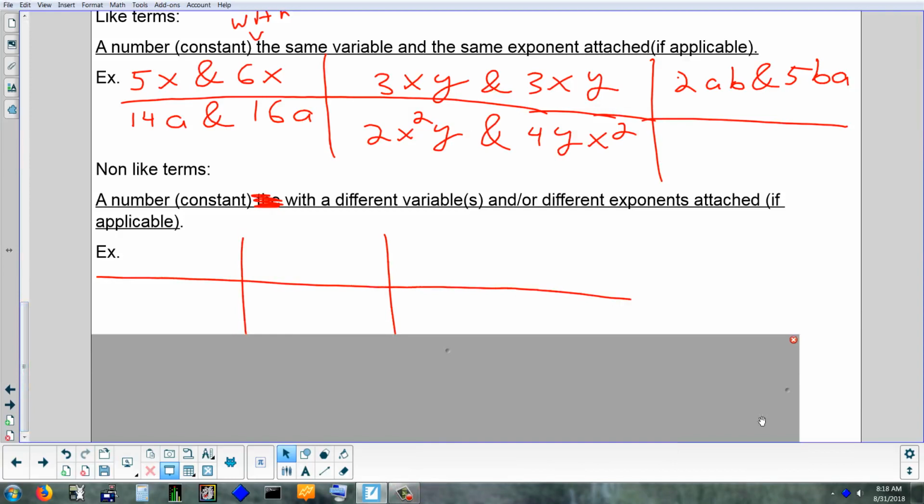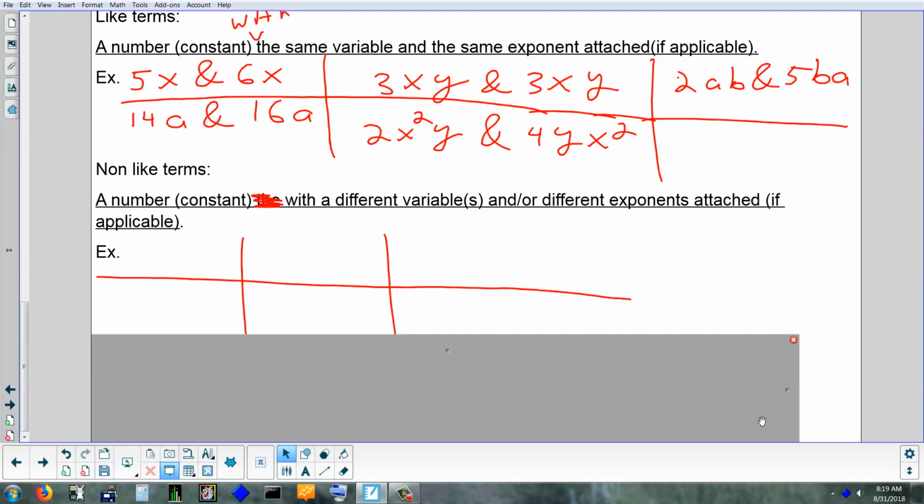All right, so anyone think they can give me an example of non-like terms? Things that if we wanted to add them, we couldn't do it. Okay, all of these we could. 5x plus 6x, 11x. 3xy plus another 3xy, 6xy. Give me something that I couldn't add up or subtract.